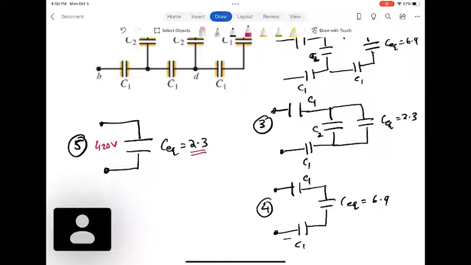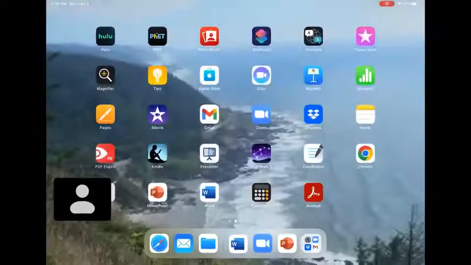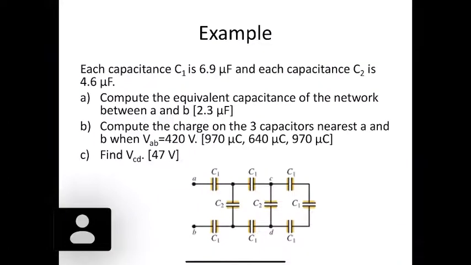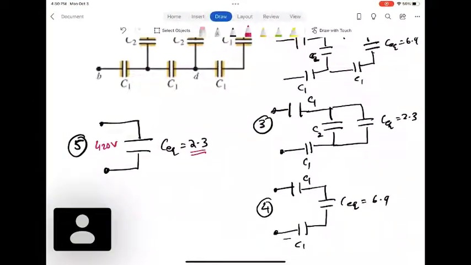All right. Now to do the second and the third parts, what we need to do is unpack the circuit. So we've packed it and made it really compact, and now we just need to unpack it. So part B is asking for the charge on the 3 capacitors nearest A and B. So we need to find the charge on this C1, this C2, and this C1. All right, so let's go ahead and do that. So we have 420 volts across points A and B, and the capacitor C equivalent is between them. So we can find the charge on this C equivalent.